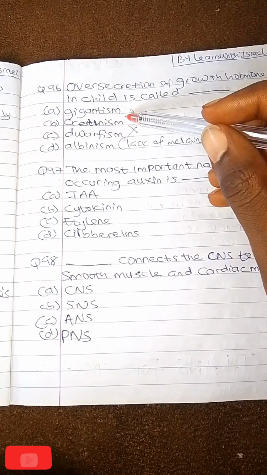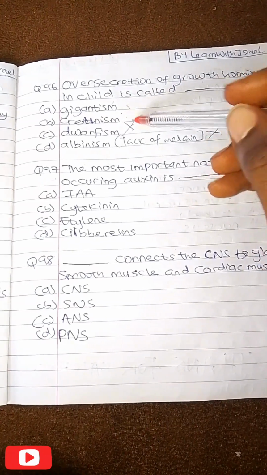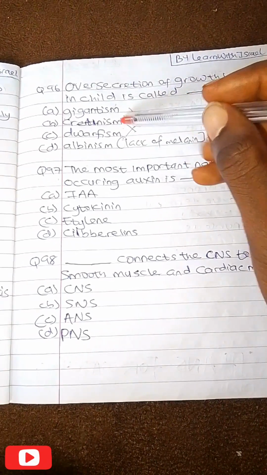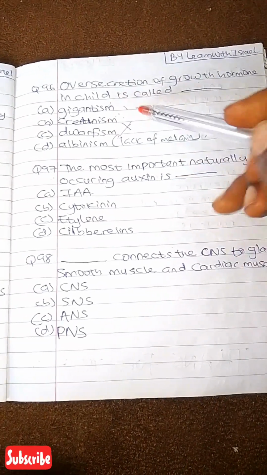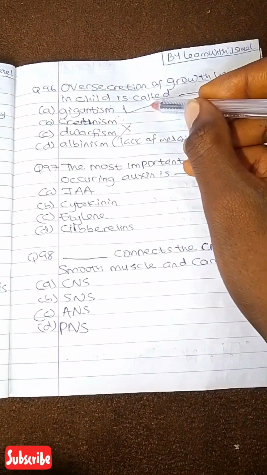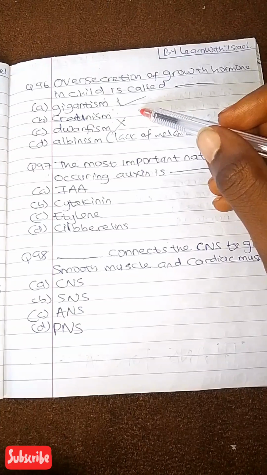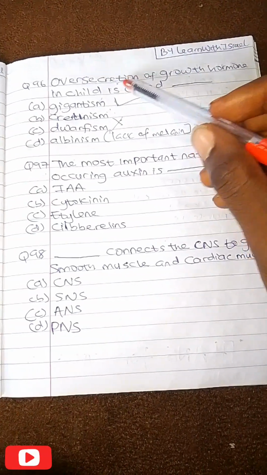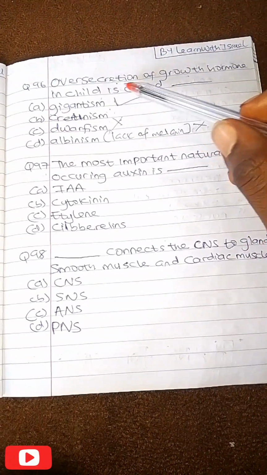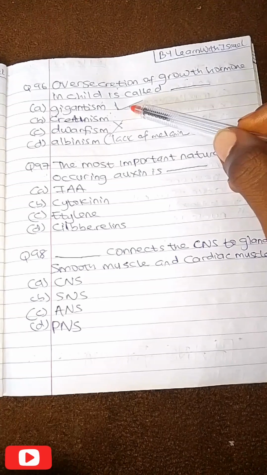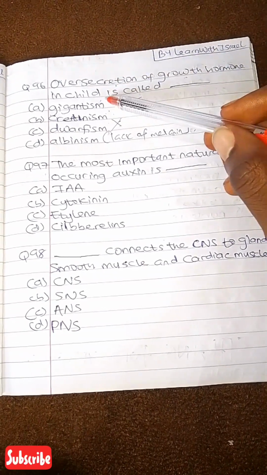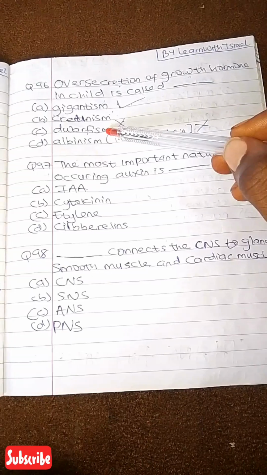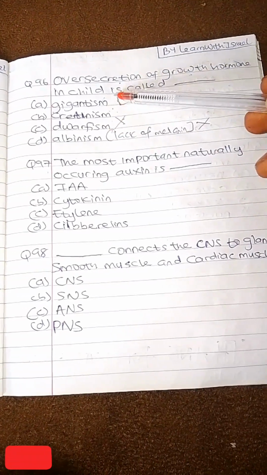So cretinism is caused due to low thyroid hormone. While gigantism is the correct answer. It causes abnormal growth. So the oversecretion of growth hormone in child is called gigantism. While the undersecretion of growth hormone in child is called what? Dwarfism.